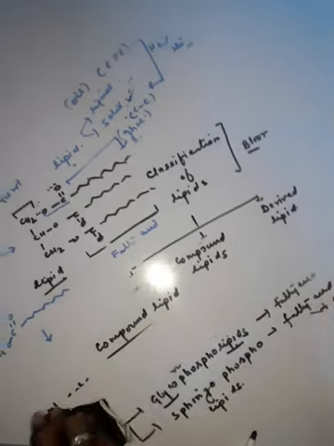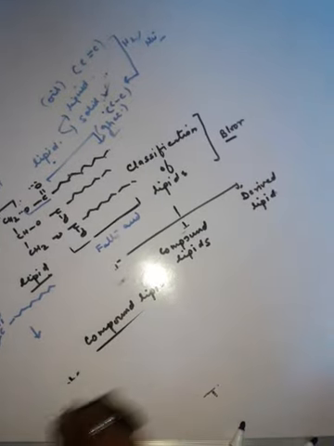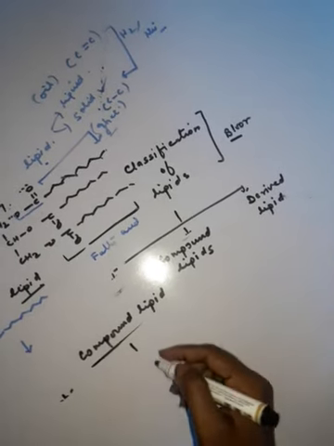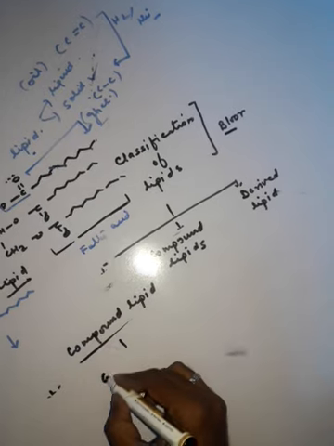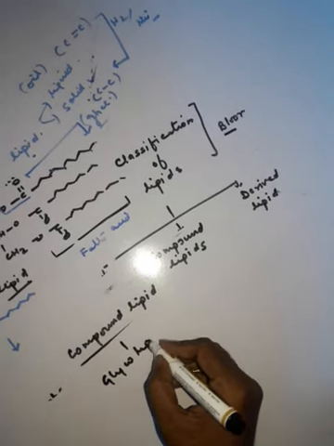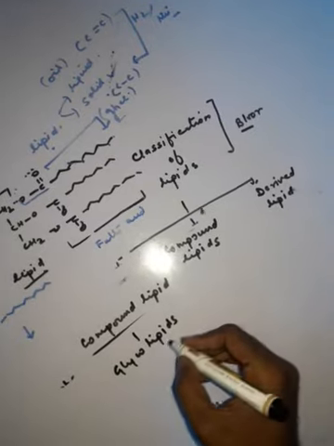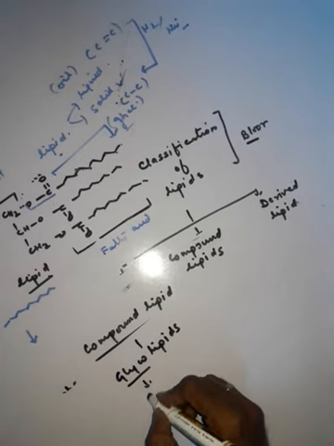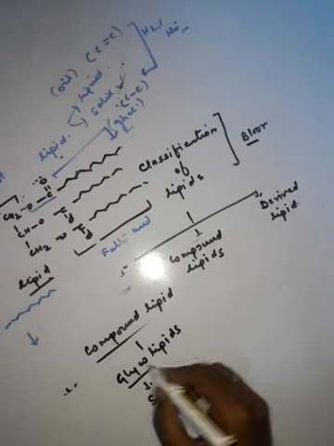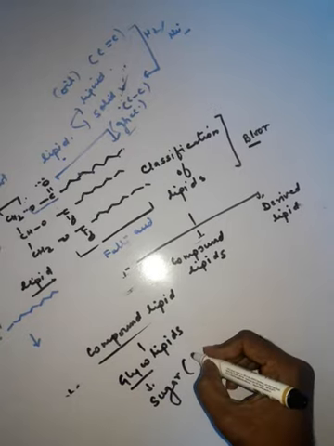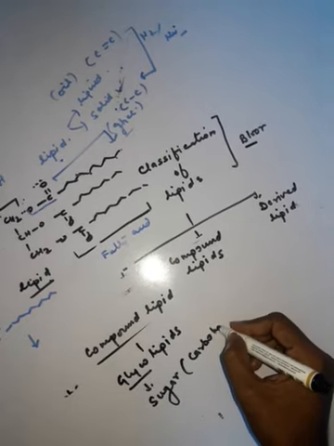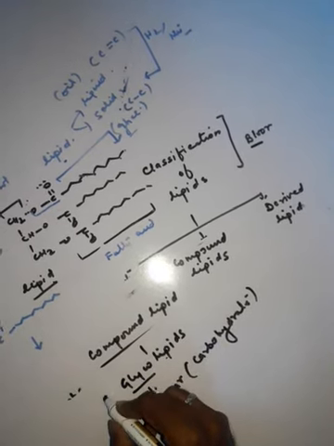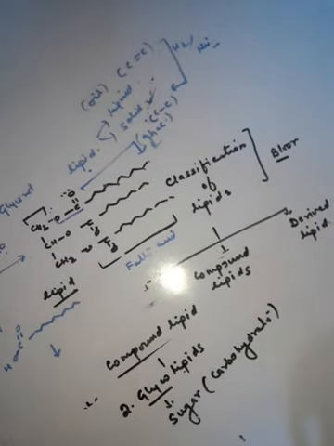The second class is glycolipids. Glycolipids means glyco, here a sugar moiety is added. Glyco means glucose, carbohydrate is present. So in glycolipids, this is the second. First is the phospholipid, second is the glycolipid.